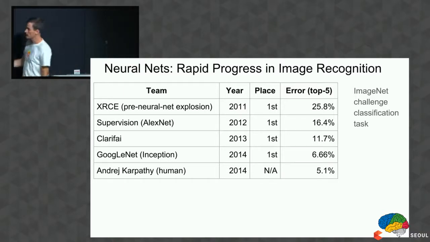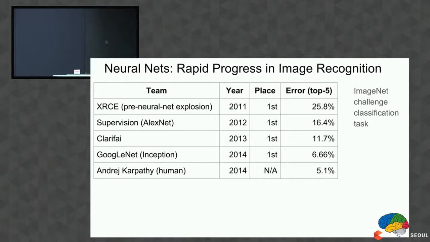Then the next year, Alex Krizhevsky, Ilya Sutskever, and Geoffrey Hinton entered the challenge with a neural net, and no one else at that time was using a neural net for this task. There were a lot of scaling challenges in getting that to work. And they did way better. I think the second place team was roughly around that error level. And so people saw this very dramatic jump in performance at that time.